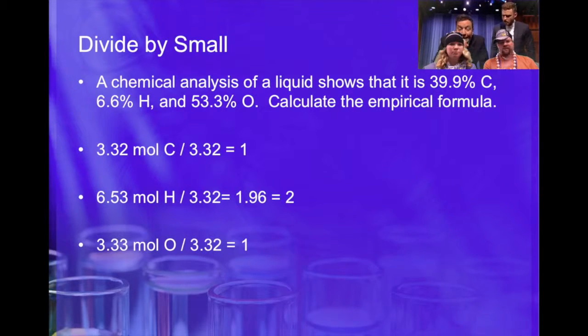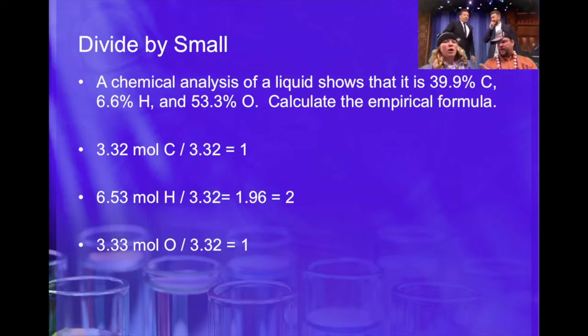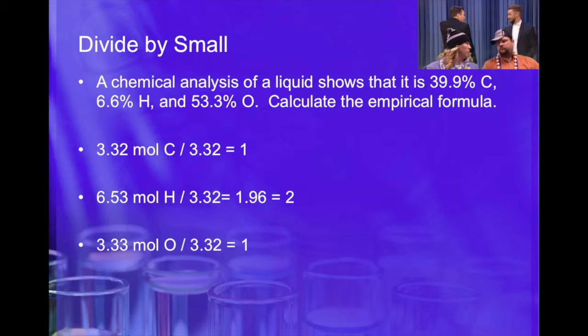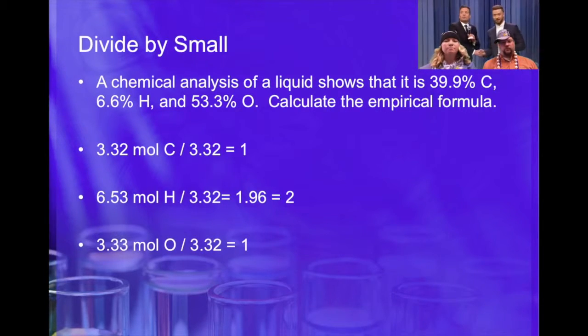If they're off by a little bit, we just round to the nearest whole number, right? Yeah. And we're going to do an example where they're not as easy as this.